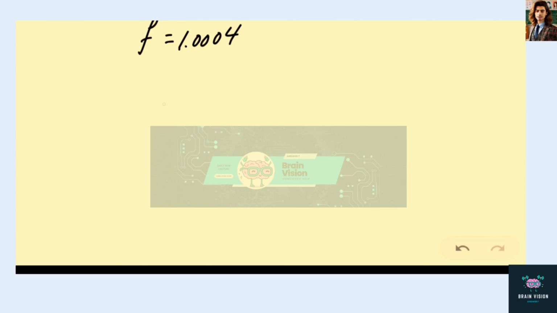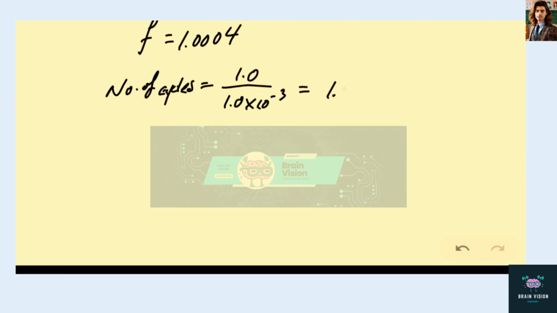Now to find the total increase in the rate after 1 second, we need to find out how many cycles there are. The number of cycles that will happen in 1 second is 1 second divided by the time between each cycle, which is given as 1 millisecond, so 10 to the power minus 3. So we should get 10 to the power 3, sorry. This is the number of cycles that will occur in 1 second.